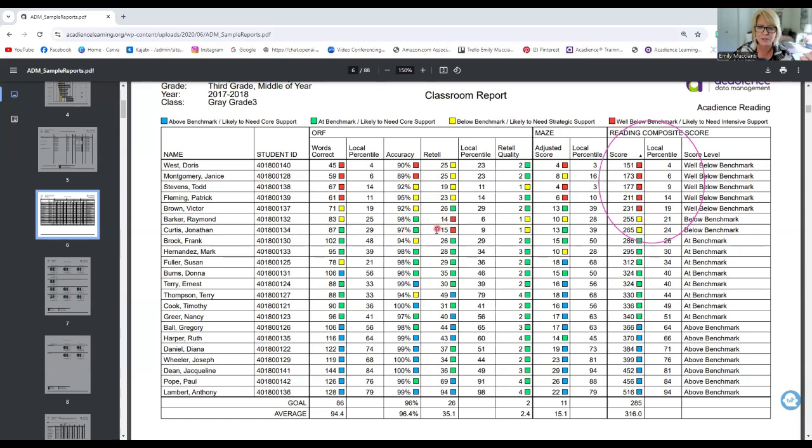Well, his deficit was in the retell. He gave 15 words of a retell with that 1 minute read, and he only gave the quality of a 1. So that was the rubric that was adjusted. But I look here to the maze, and again, he is at benchmark. Does this kid need to be in intervention?